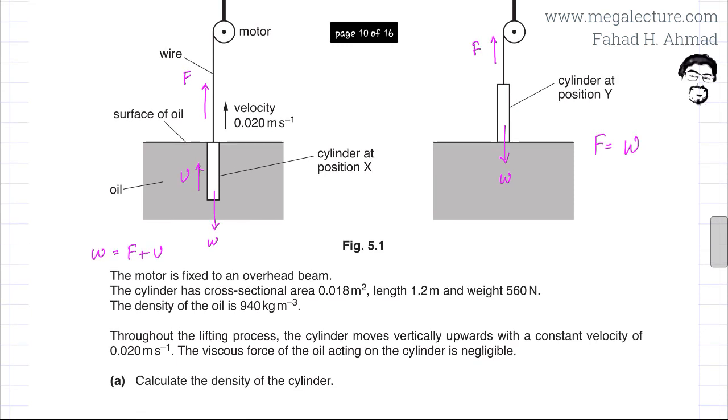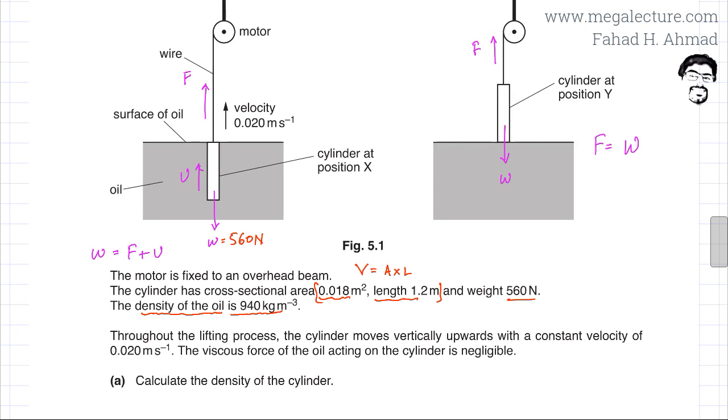If you read the next part of the question, the motor is fixed to an overhead beam. The cylinder has a cross-sectional area of 0.18 meters squared, length is 1.2 meters and weight is 560 newtons. So a lot of information is provided in this part. The weight is given as 560 newtons, so we know the downward force that's acting. The length and the cross-sectional area of the cylinder are given, so we can figure out the volume, because volume is cross-sectional area times length. If you multiply the two, you will find volume. And the density of the oil is also given, as 940 kg per meter cube.